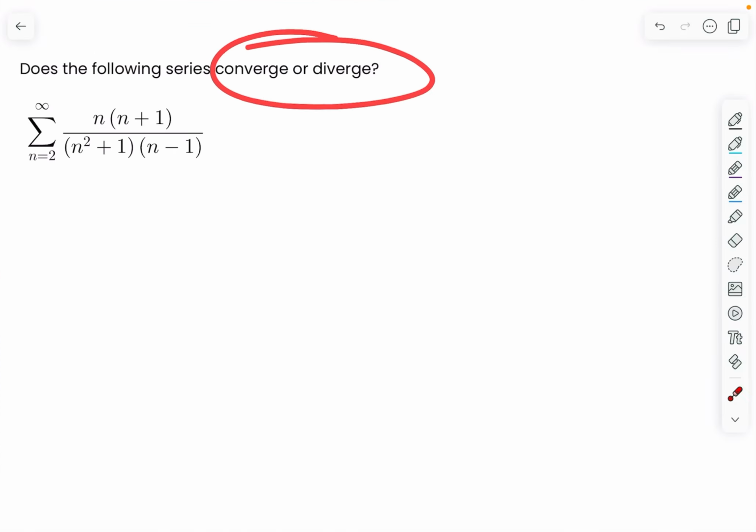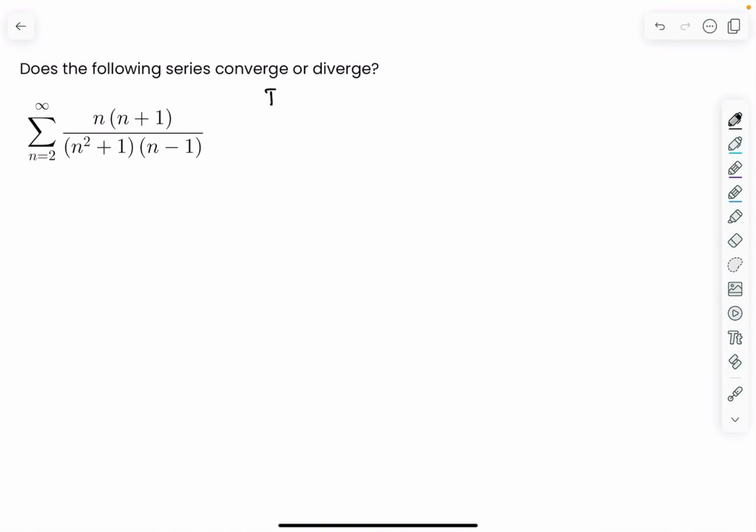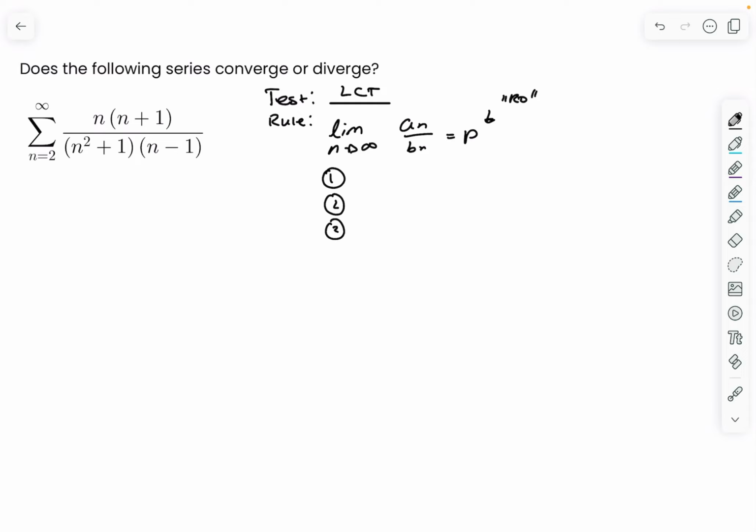Does this series converge or diverge? We're going to be using the LCT, so the limit comparison test. The rule is based on the limit as n approaches infinity of a of n over b of n being rho. That's how we pronounce it. It's not pronounced p. And so there are three rules.